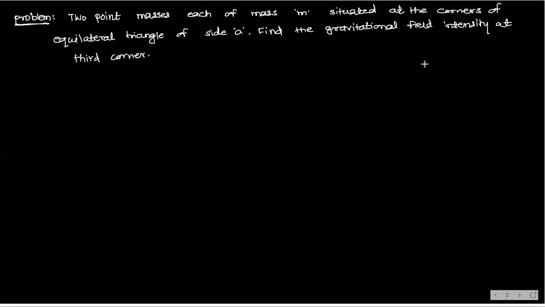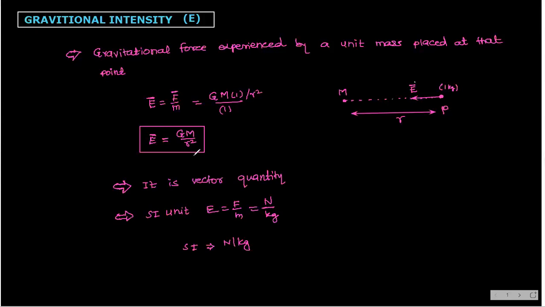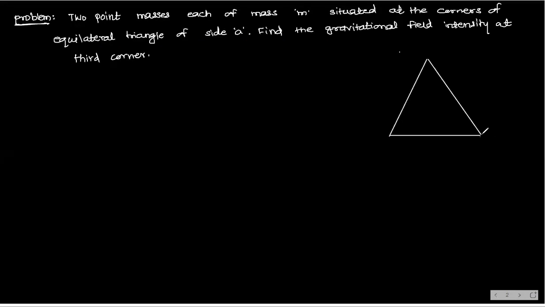Now see, what is the difference between force and gravitational field intensity? We got the same formula as gravity. Agree with me? Acceleration due to gravity is what? Small g, GM by r square. Field strength, what is the formula? GM by r square. But here r is not the radius of the planet, right? This is the distance.